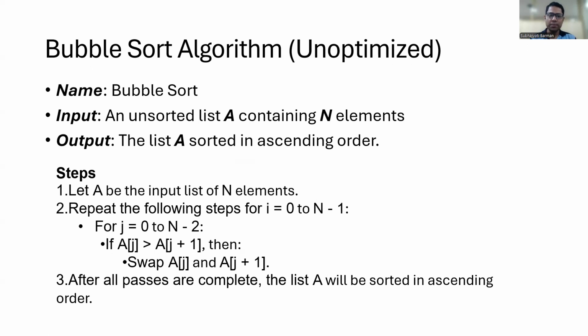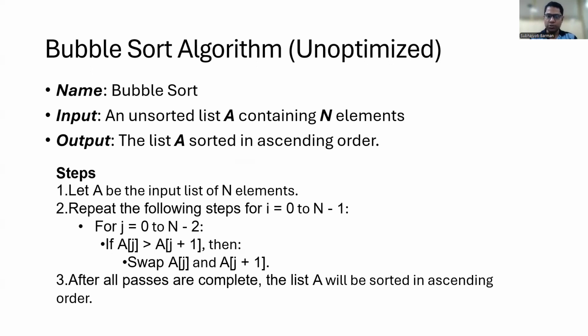So basically, we will receive the list A and n within our algorithm. Then what we will do, we will repeat one loop. So how many times will we repeat? 0 to n minus 1. So the total number of iterations will be n, because in the first iteration, we are placing the highest element in the last position. In the second iteration, we are placing the second highest element in my list.